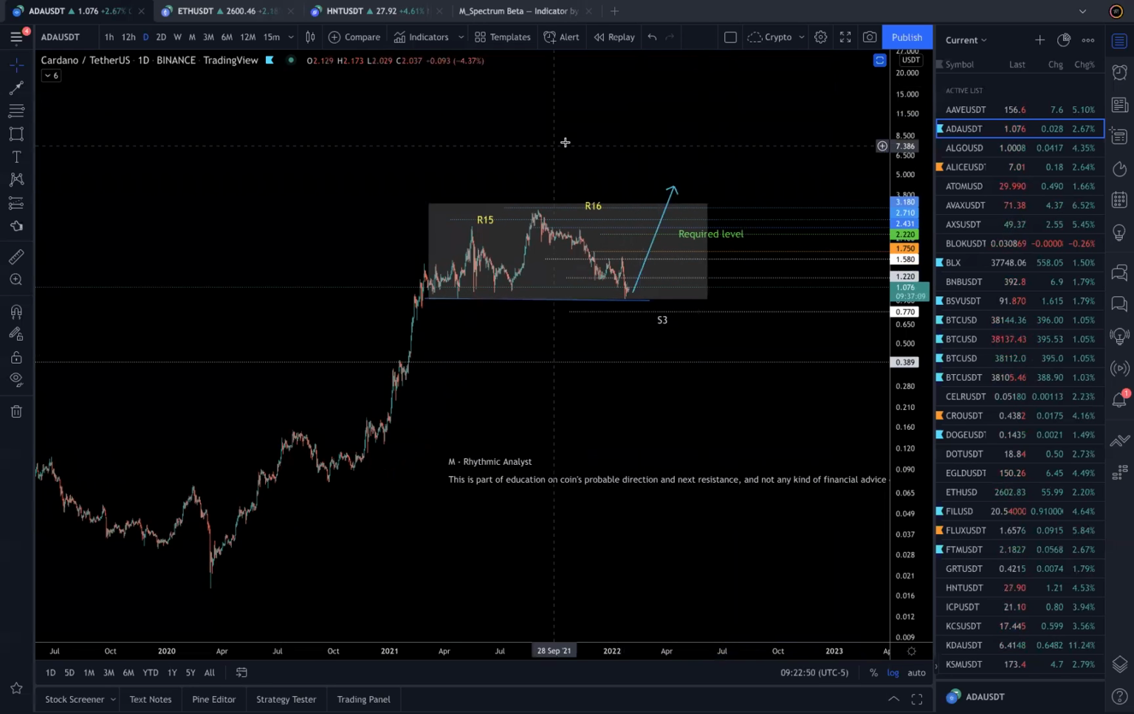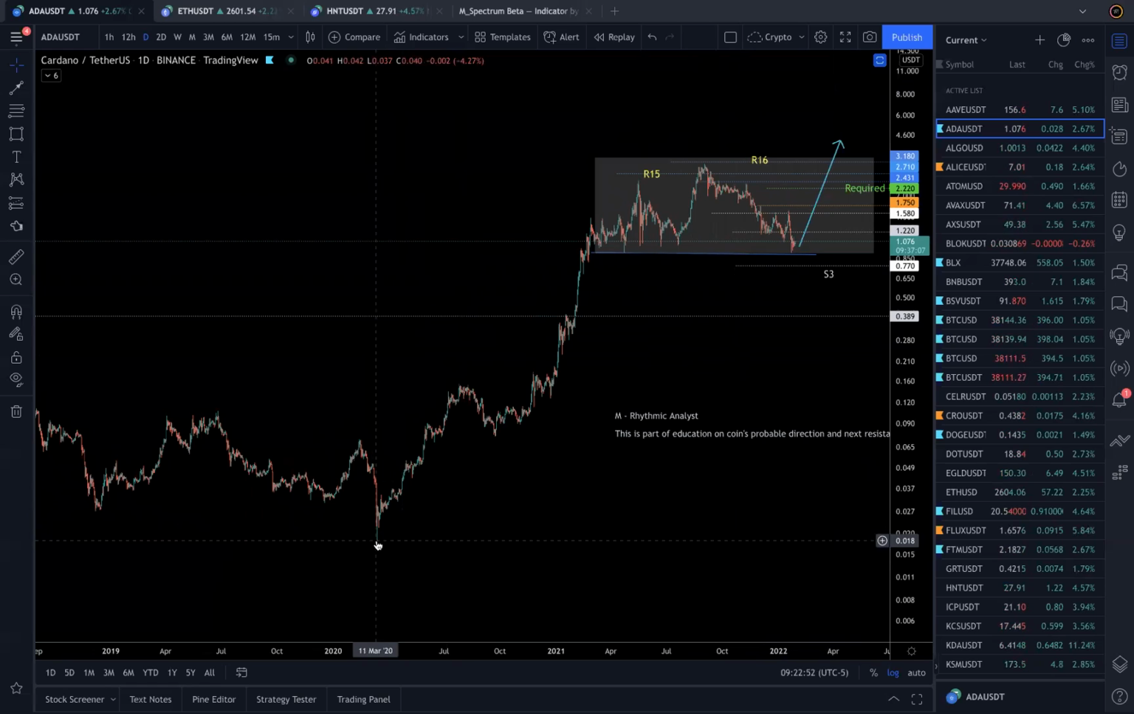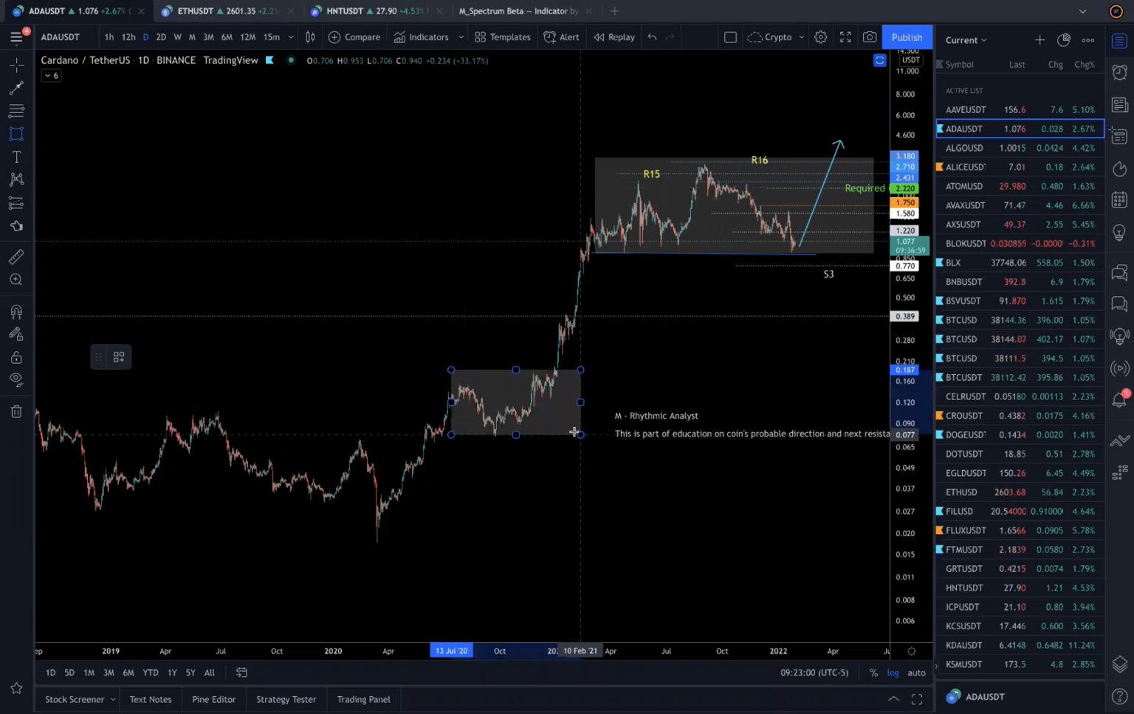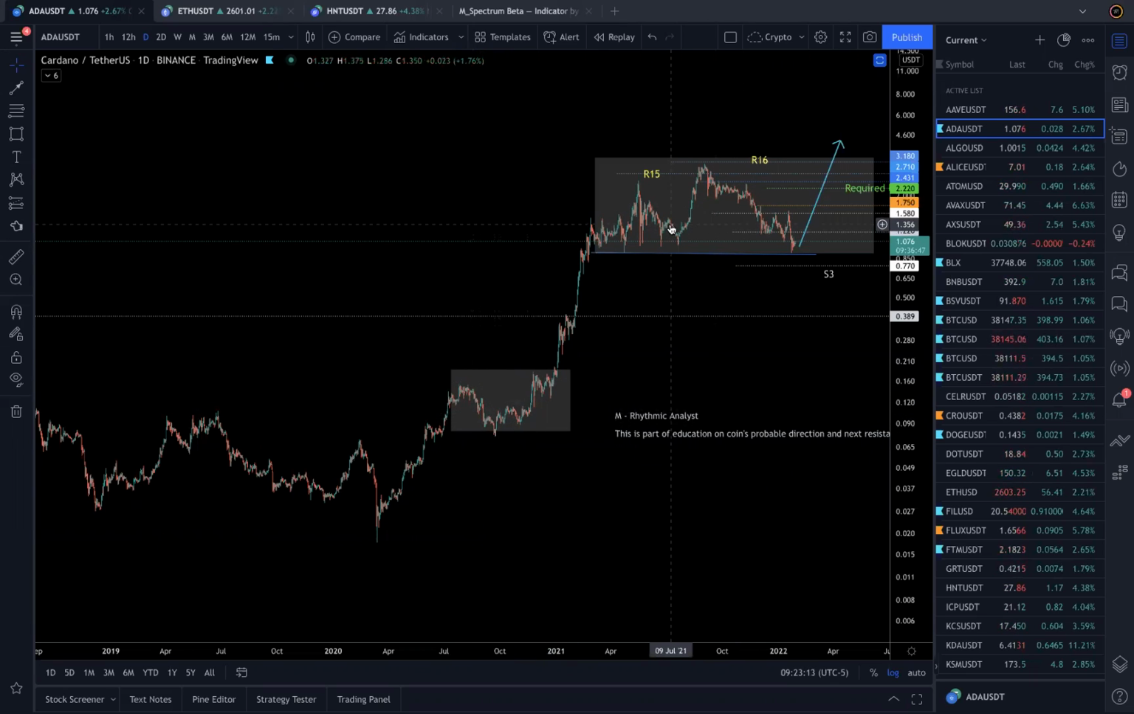Nobody knows that, right? When ADA took off, it had a near-vertical move, and then a consolidation. What you see here is a bigger consolidation. Here what you saw was a small consolidation. This particular consolidation is actually a bigger pattern of this one. This is a smaller version, this is a bigger version. The bigger the consolidation, the higher it could go.